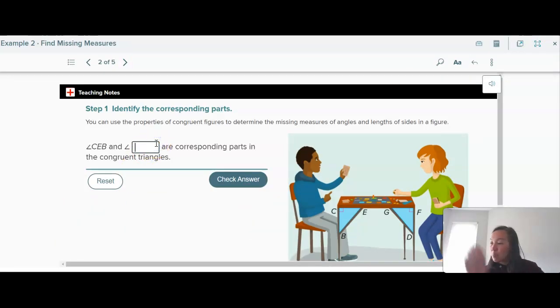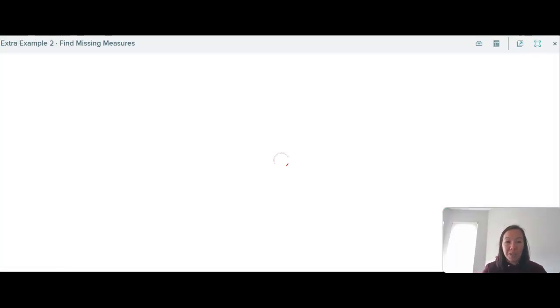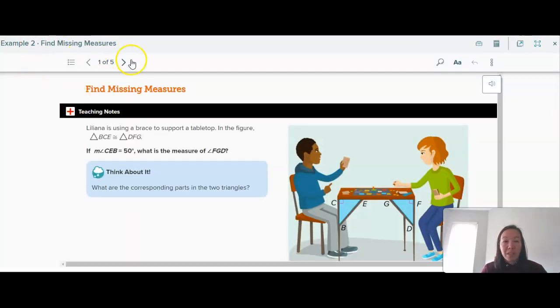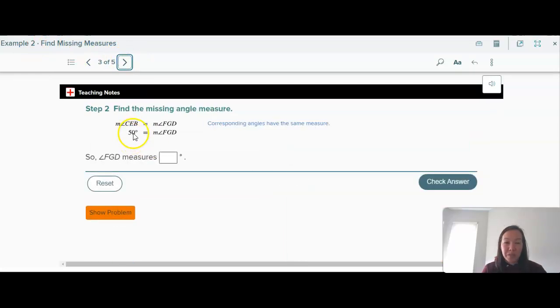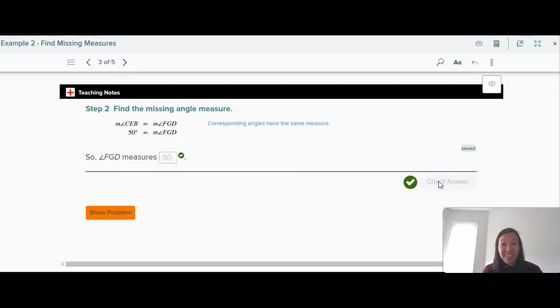But CEB and FGD, technically CEB would be, yeah, FGD. So those are corresponding parts. So they are corresponding, which means that if this one is 50 degrees, then this one is also 50 degrees. It's really pretty basic, this section.